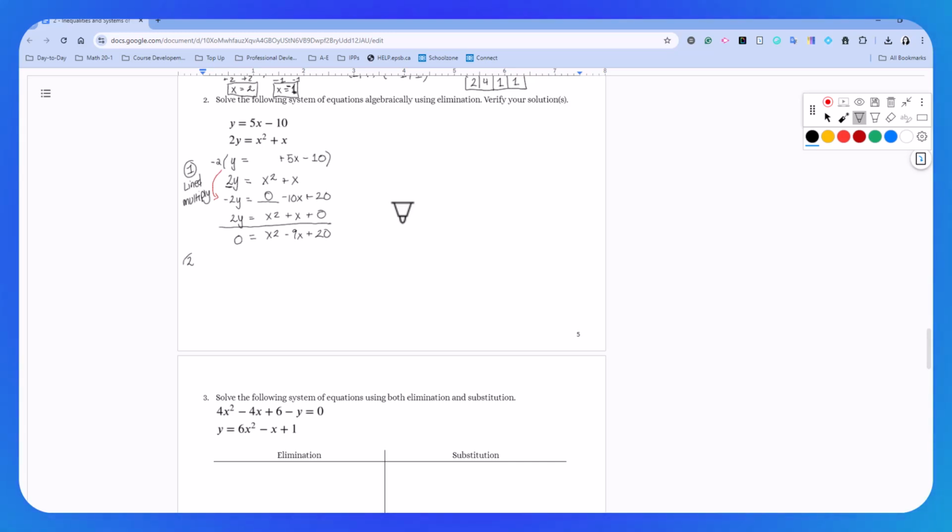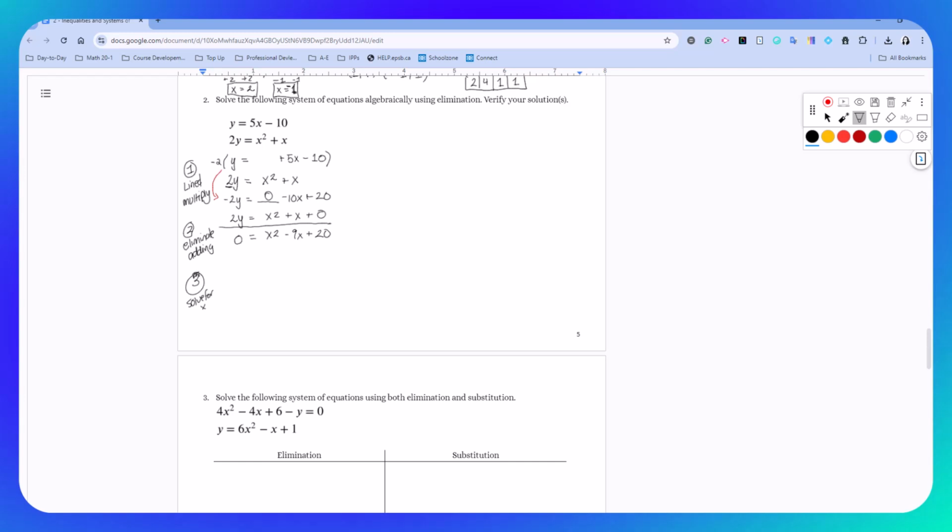Now the next one, we're eliminating. So we're eliminating by adding. Oops, I put that too far down. Eliminate by adding. Now the third step is we're going to solve for x.